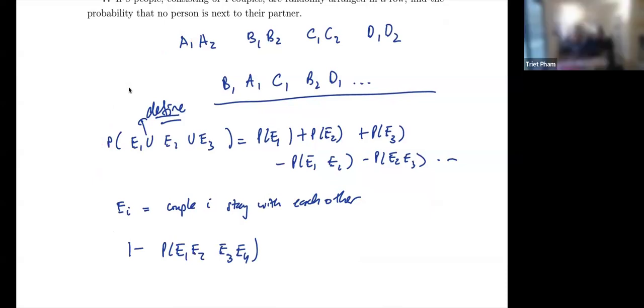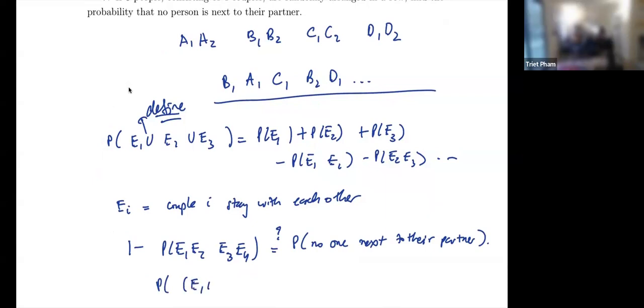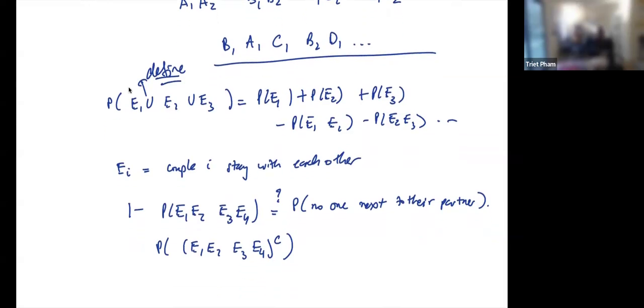Yeah. All right, that's a good suggestion, but let's see. Let's translate this. 1 minus this will be the probability of its complement. Agree? That's just by definition. Now, what is the complement of the intersection? It's going to be the union of the complements. That's De Morgan's law.